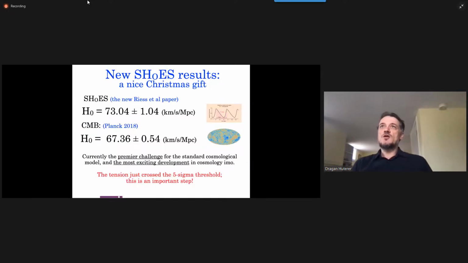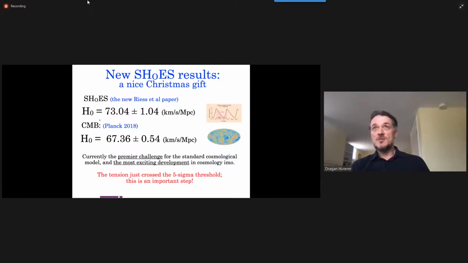On to the Hubble constant. Here's the new, I think this is actually quite a nice Christmas gift. I know we're supposed to get from our family members a box of chocolates or a new wallet or some book to read. But to me, this is really as good or better: the new data, the new constraints on the Hubble constant.